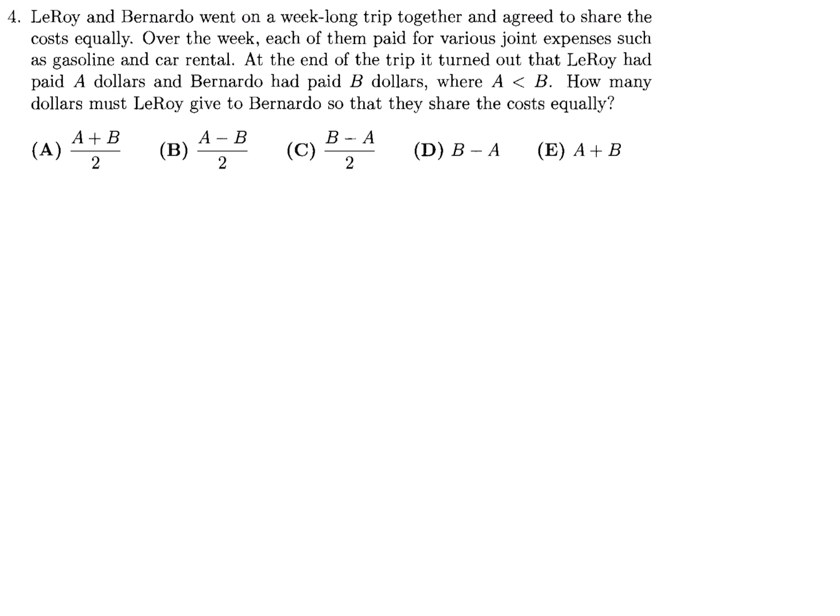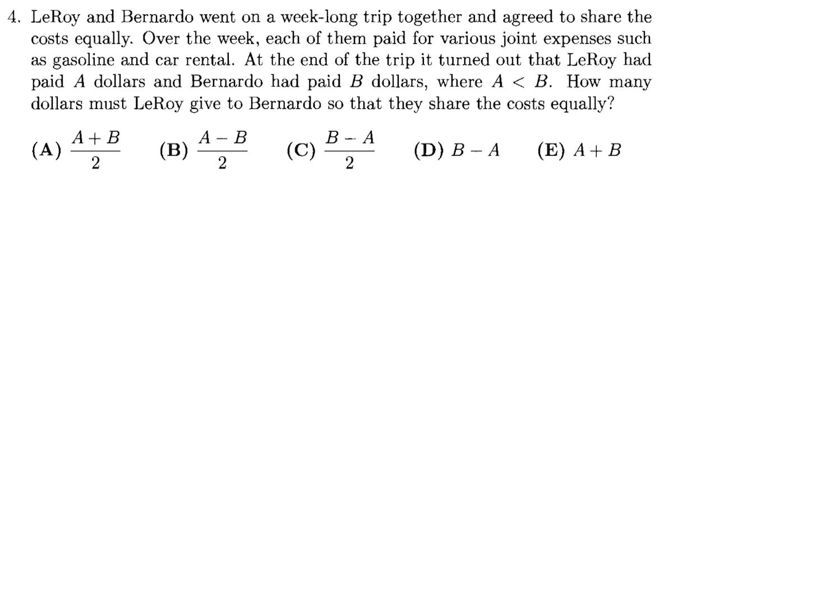Leroy and Bernardo went on a week-long trip together and agreed to share the costs equally. Over the week, each of them paid for various joint expenses, such as gasoline and car rental. At the end of the trip, it turned out that Leroy had paid A dollars and Bernardo had paid B dollars, where A is less than B. How many dollars must Leroy give to Bernardo so that they share the costs equally?